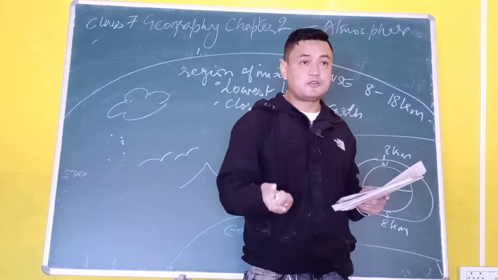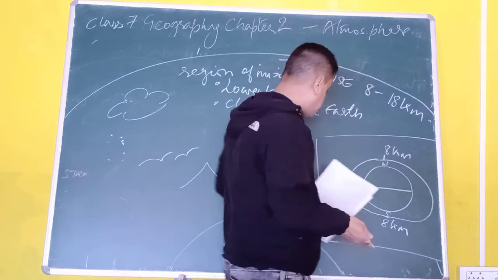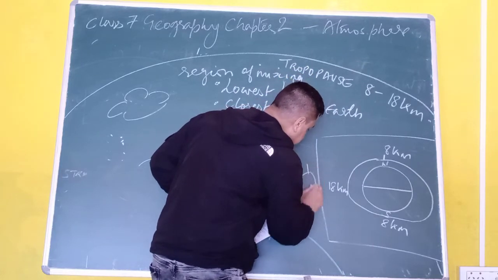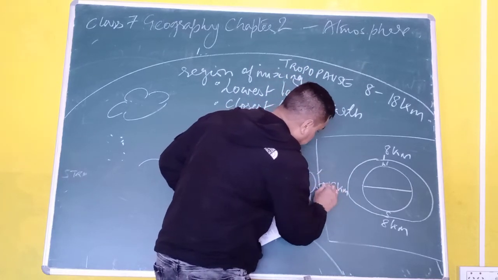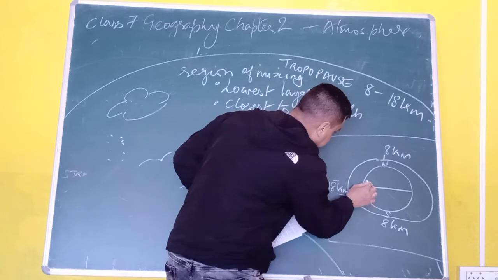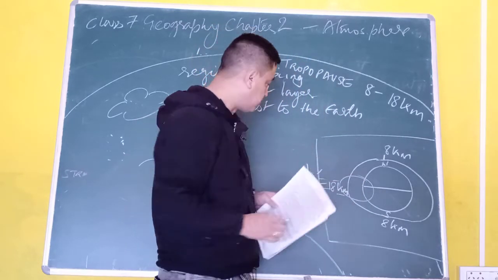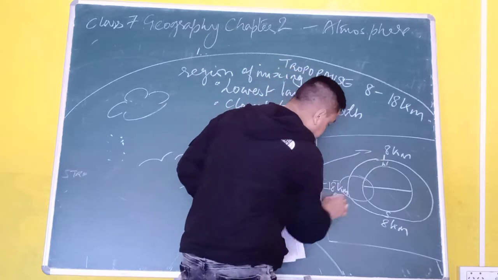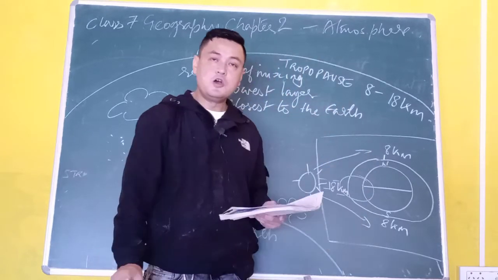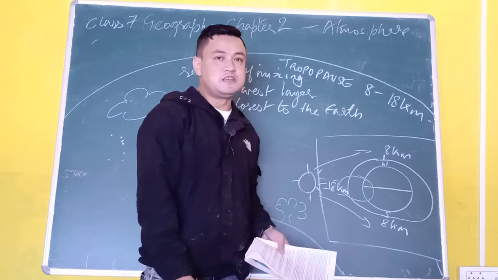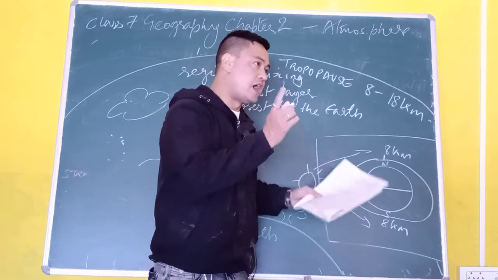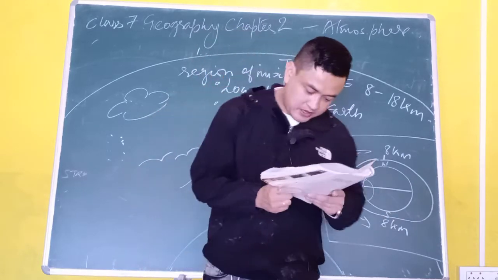It is due to what? Due to the rays of the sun. You have direct rays of the sun at the equator. Therefore, you find that the thickness of the troposphere at the equator is more as compared to the poles, because the poles receive the slanting rays of the sun. Therefore, you find the thickness at the poles is much smaller as compared to the equator.